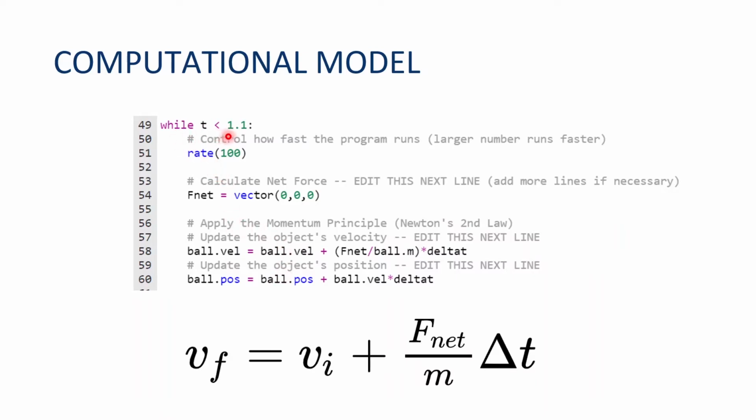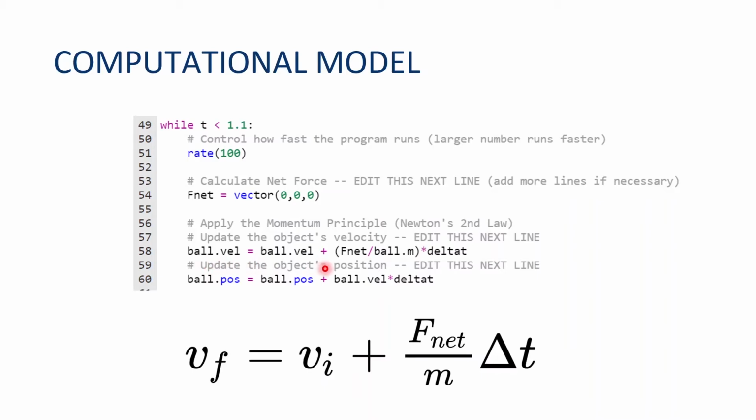Then we start this while loop where t will iterate up to 1.1 seconds, which is the time of the observed model. Then we set the net force equal to 0, and this is due to the velocity update formula of Newton's second law of motion, where if the net force is equal to 0, then the velocity will remain constant. In our system, the velocity remains constant.